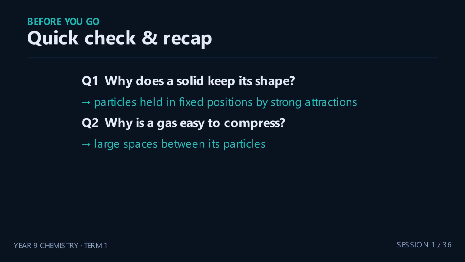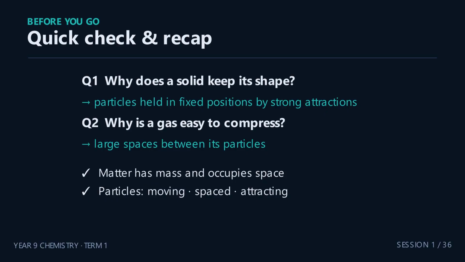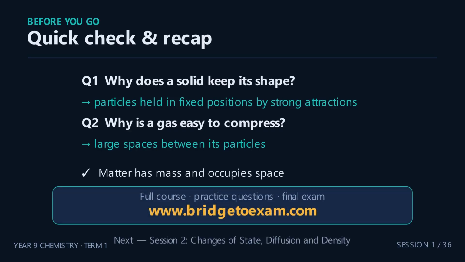Here is your recap. Matter is anything that has mass and occupies space. The particle model gives us moving, spaced, attracting particles. And solids, liquids, and gases differ in arrangement, movement, and spacing. In the next session, we will use this model to explain changes of state, diffusion, and density.